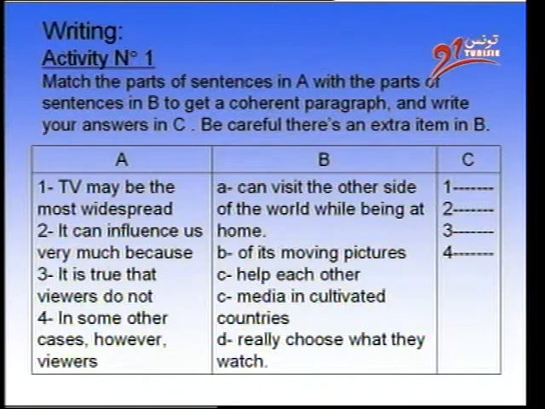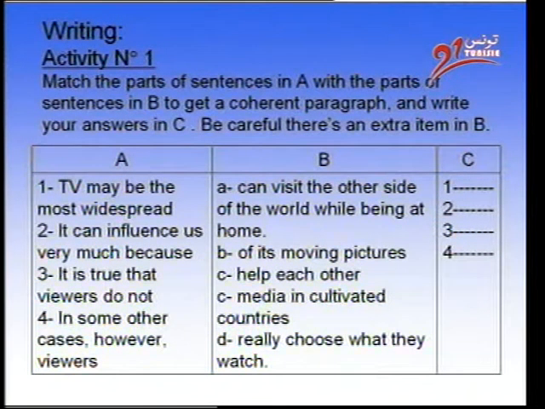It is very attractive to us, and to teenagers especially, teenagers like you especially, okay? You like moving pictures and colored pictures, and then TV attracts you. It's very attractive for you. It can influence us very much because of its moving pictures.